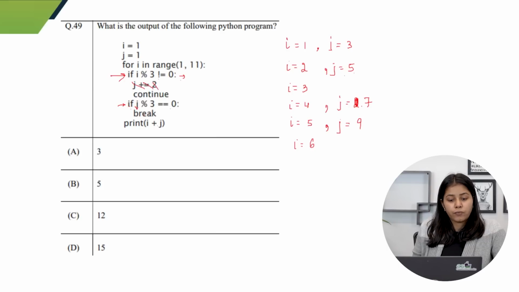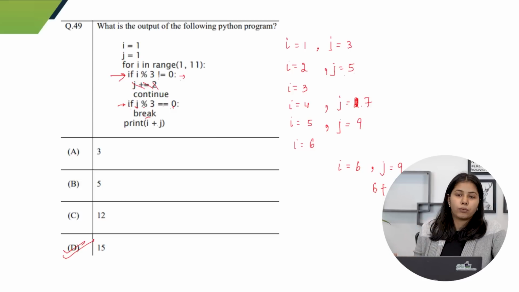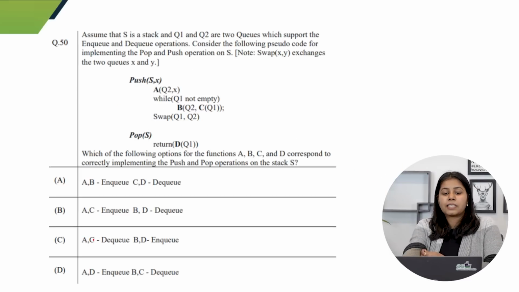Now for j percentage 3, this would give me 0 again, right? Because j is 9 now, and if I divide it by 3, I'll get a 0 value, so our loop would break and we'll get the i value. Finally we get i as 6 and j as 9, so 6 plus 9 gives me 15. So print i plus j would give me 15, so D is correct, right? That's why I have to run the loop and see what value I get at the end. So yeah, this is the next question.